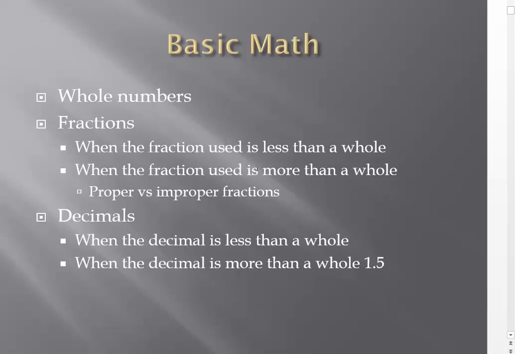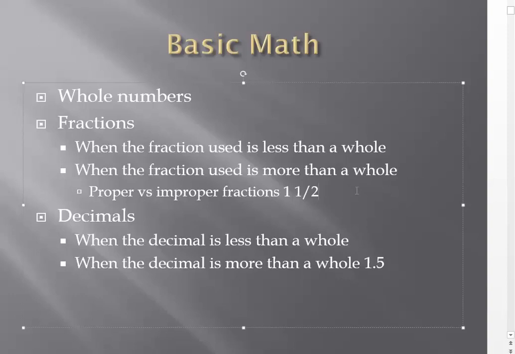So fractions can be proper or improper fractions. A whole number would be 1. A fraction would be a half. We can combine whole numbers with fractions to make numbers such as 1 1/2. A proper fraction would be a number like 1 and 1/2. That would be a proper fraction.